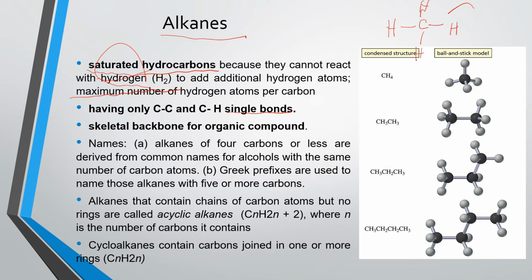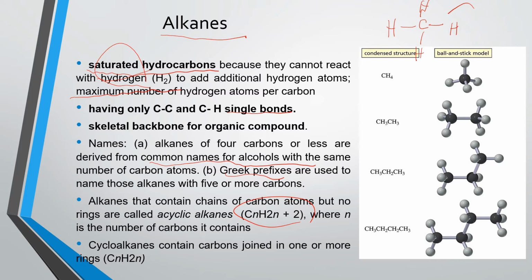So the names of alkanes with 4 or fewer carbons have common names. But for alkanes with 5 or more carbon atoms in their structure, we use the Greek prefixes like penta, hexa, hepta, and so on. So, alkanes have a general formula CnH2n+2. Ano ba ibig sabihin niyan? Where n is the number of carbon atoms.